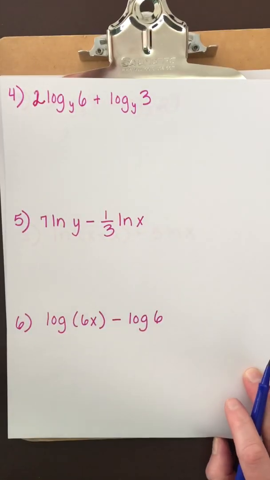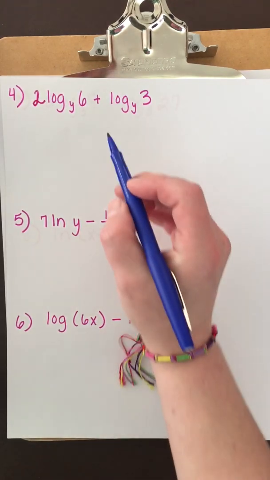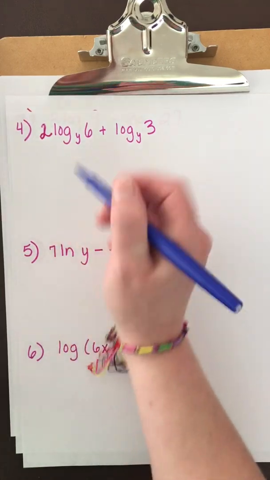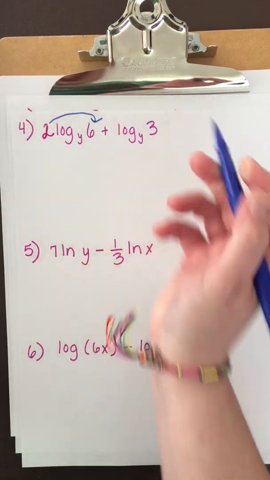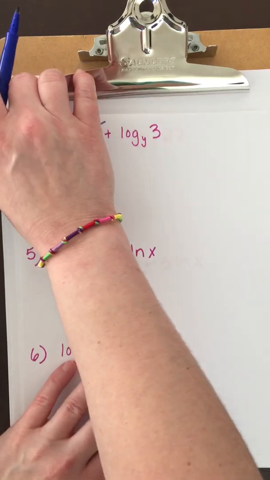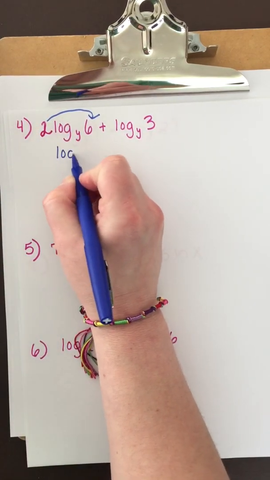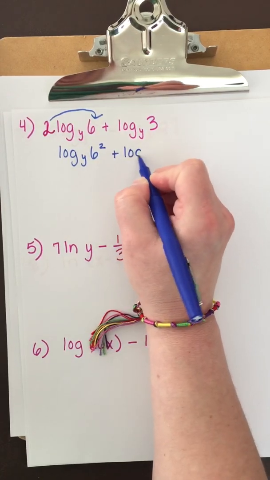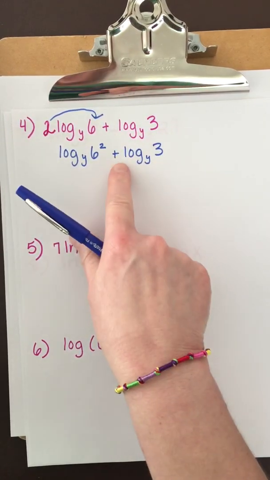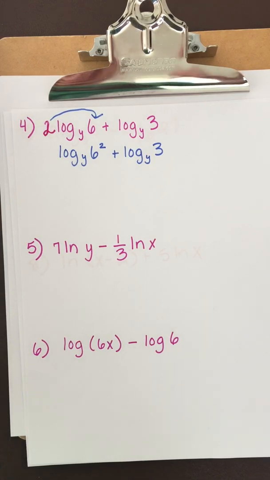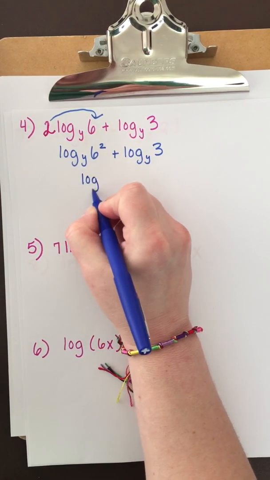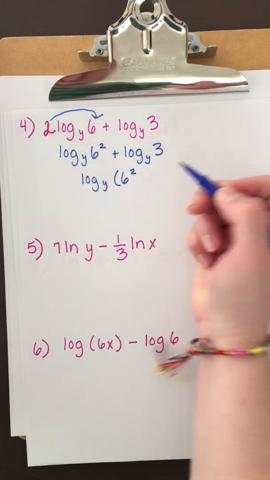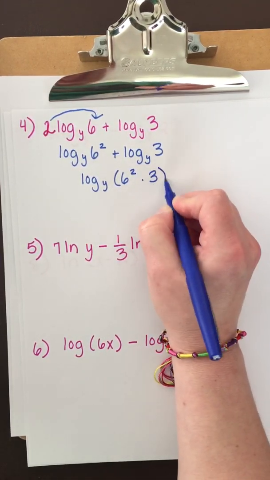All right, we have 2 times the log base y of 6 plus the log base y of 3. So first we got to handle that 2. Gonna move it up here to be a power of 6, or an exponent with 6. So we have the log base y of 6 squared plus the log base y of 3. Now when it's addition, we can change it to a product. So that'll be the log base y of 6 squared times 3.